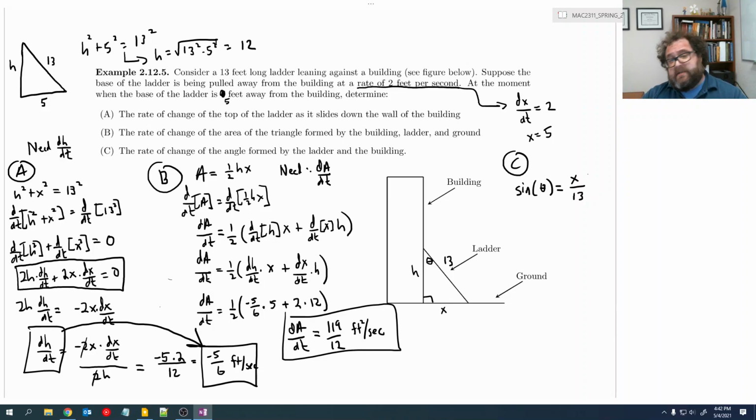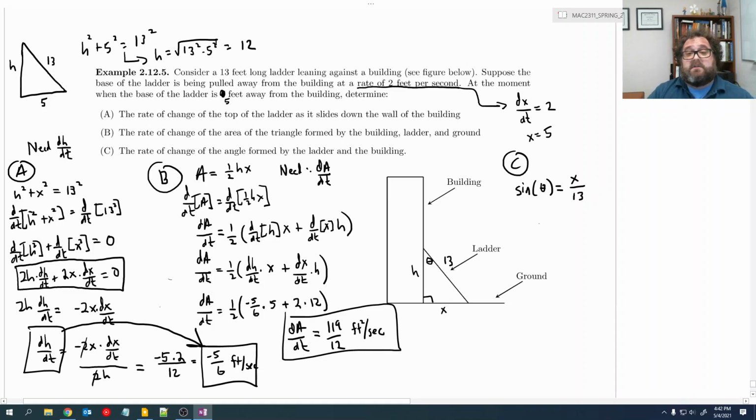And even though it's x over 13, the denominator is a constant, so we don't have to use the quotient rule. We can use the constant multiple rule to factor out a 1 over 13. So I think, yes, using sine here is a good idea. So here's the equation that relates theta and x.